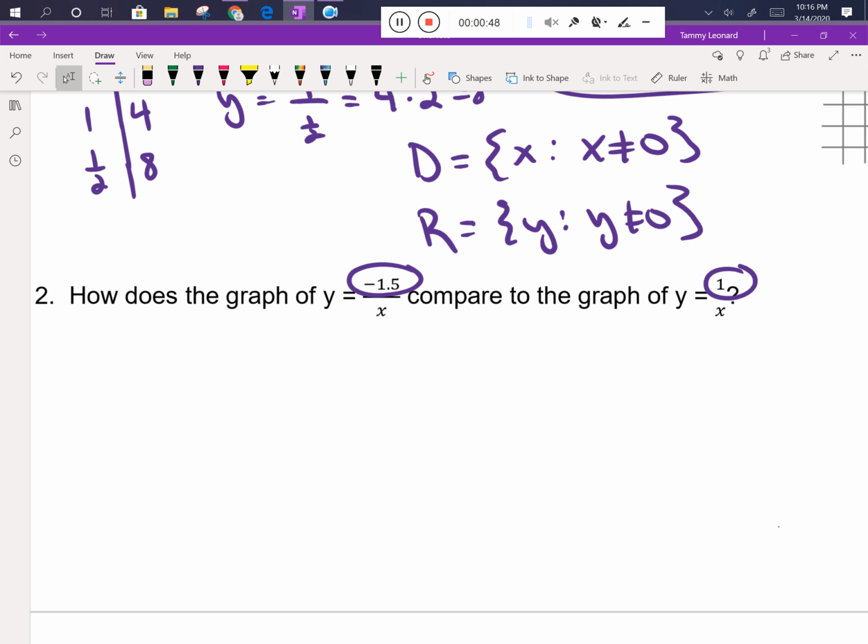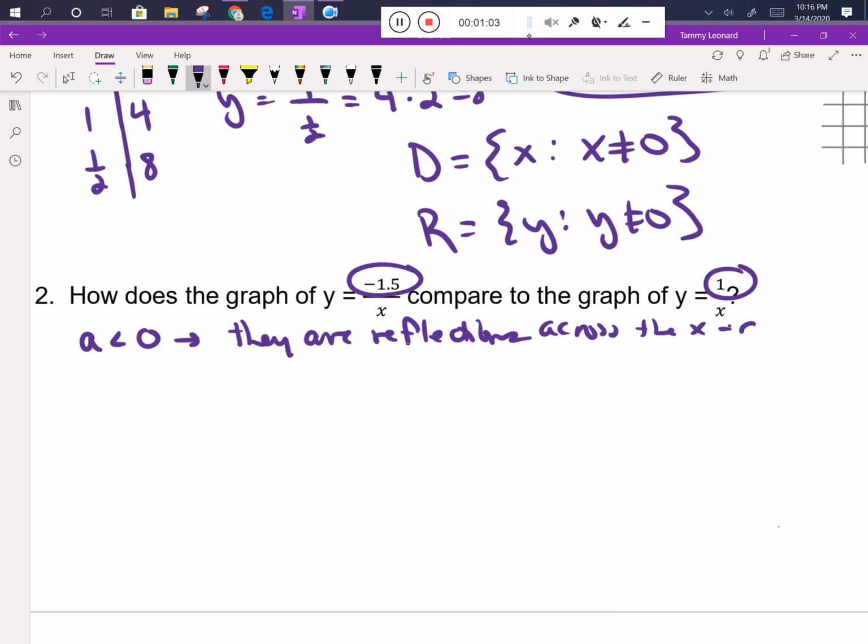One of the first things you should notice is that A is less than 0. So one thing we would say is that they are reflections across the x-axis. So while the second graph would be in quadrants 1 and 3, the first graph would be in quadrants 2 and 4. So that's what we're talking about there.